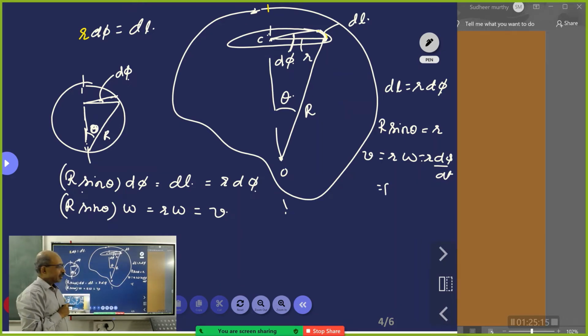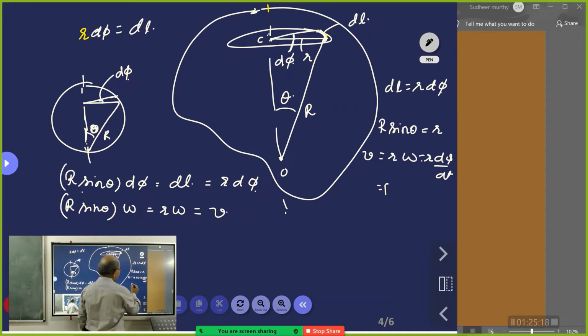Sir, how? Not omega, sir. Different velocity will be same, sir. Omega. Yes, sir. Sir, only linear velocity is same, sir. Angular velocity is same.